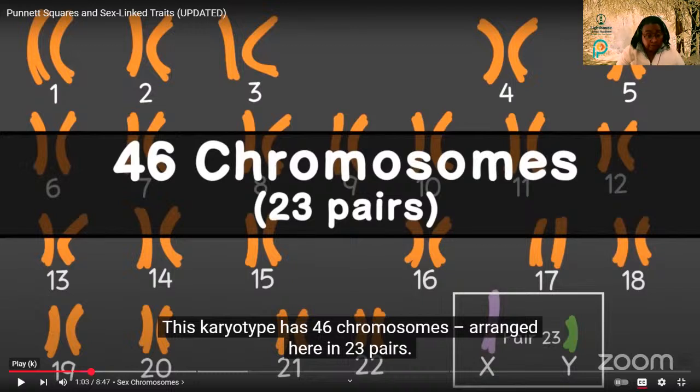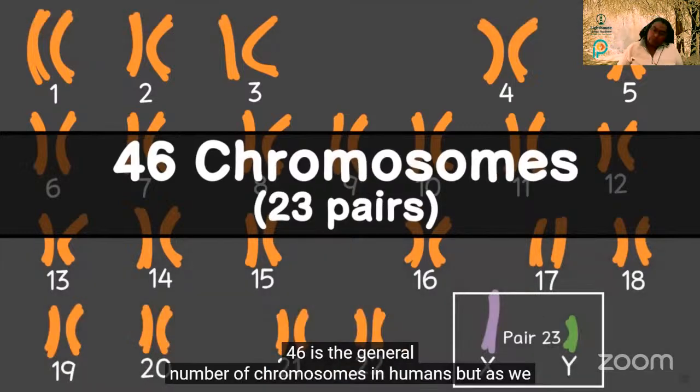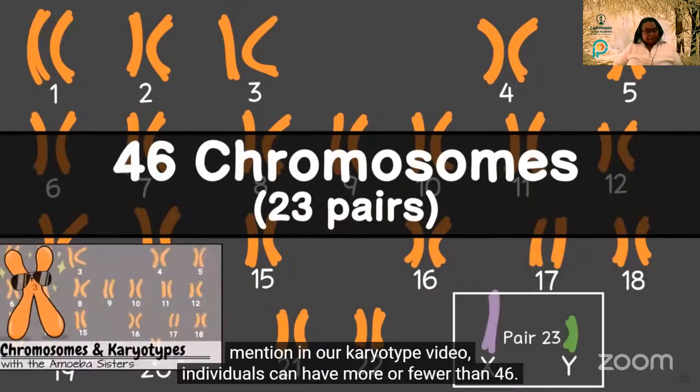So karyotype is a word that we're going to have to know, but not right now. 46 chromosomes arranged here in 23 pairs. 46 is the general number of chromosomes in humans, but as we mentioned in our karyotype video, individuals can have more or fewer than 46.